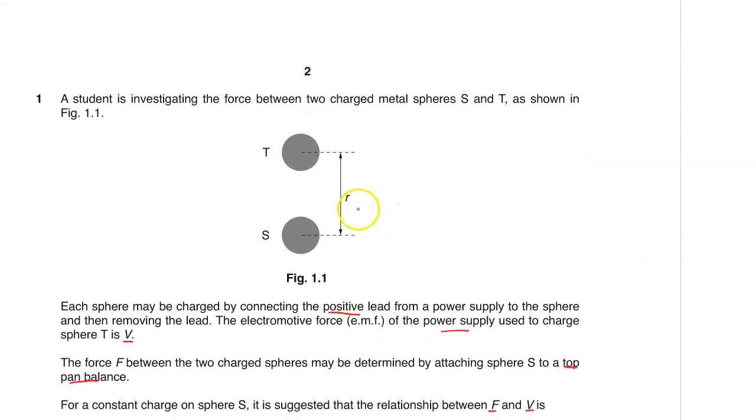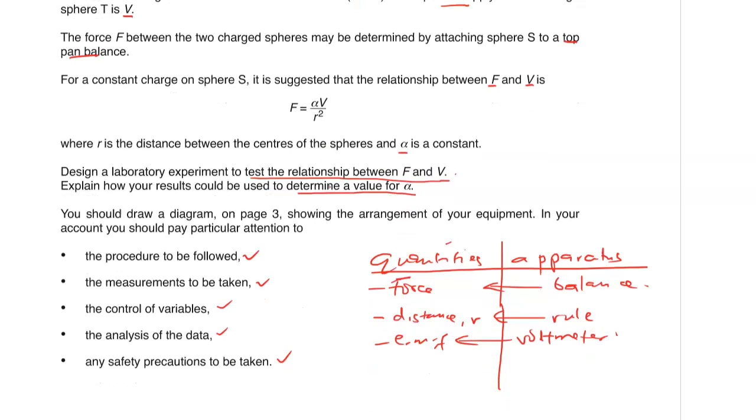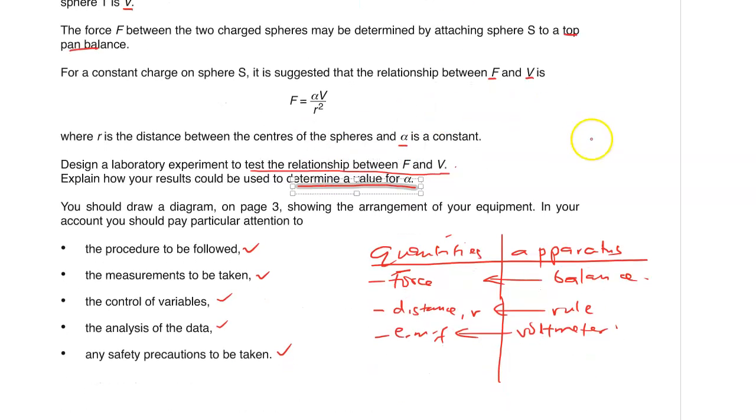Distance r is this one between the centers of the two spheres. So the first thing we need to do is, we are told that you may draw a diagram on page 2 and page 3 to show the arrangement of your equipment. In your account, you should pay close attention to this. When you get the correct arrangement of the equipment that you're going to be using to measure your quantities, that makes you 50% successful in your experiment. The other 50% is reading the apparatus accurately.